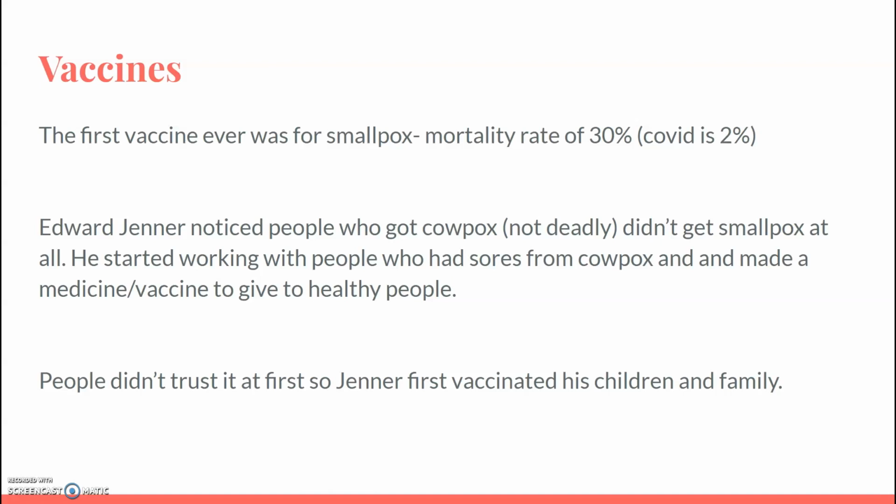Of course, at first, people are very wary and nervous about vaccines today. So obviously, back in the 1700s, they were definitely scared of it, so they didn't want to take this vaccine. So Jenner first gave the vaccine to his children and his wife and himself, and then eventually people started taking that vaccine, and he really saved a lot of people, which is pretty awesome.